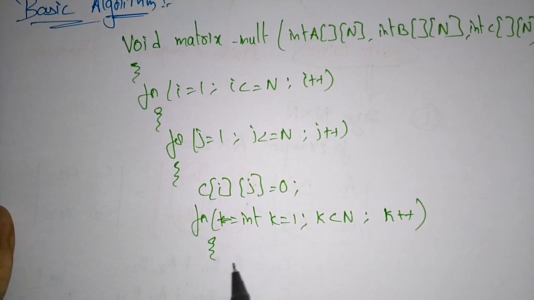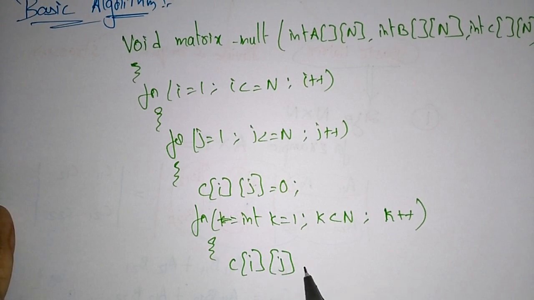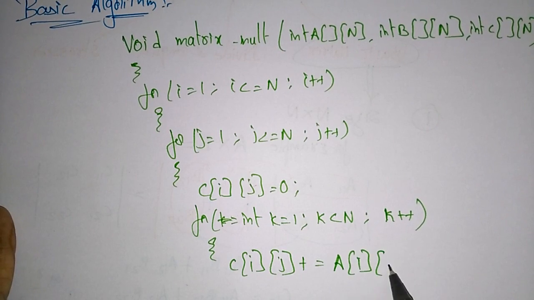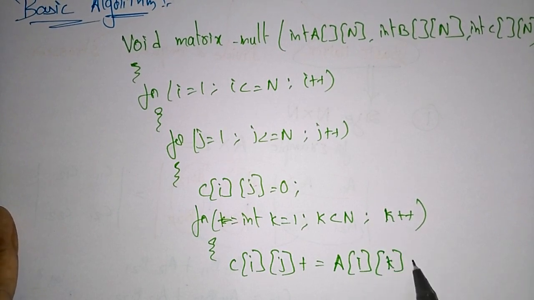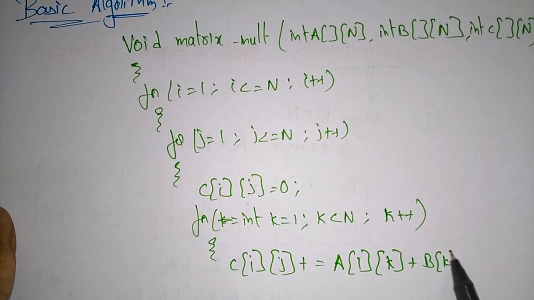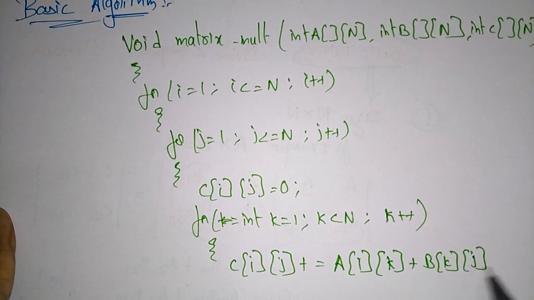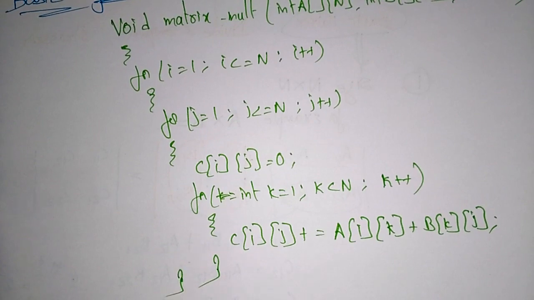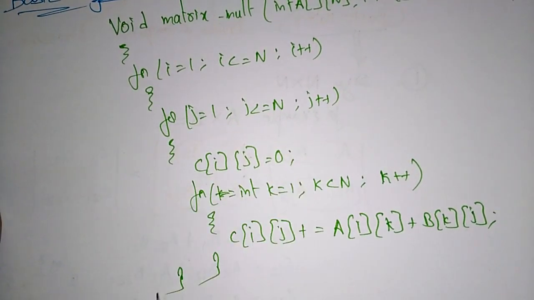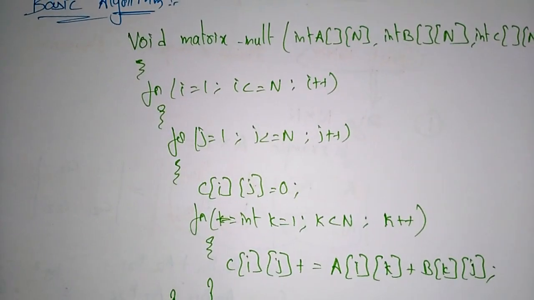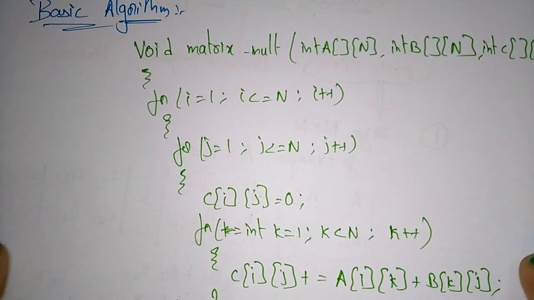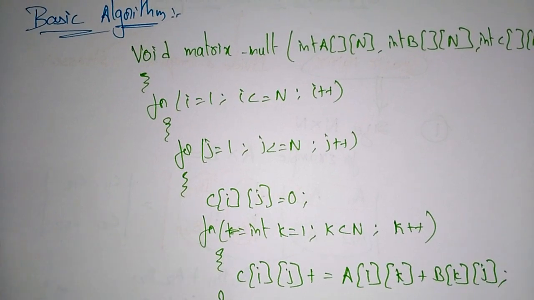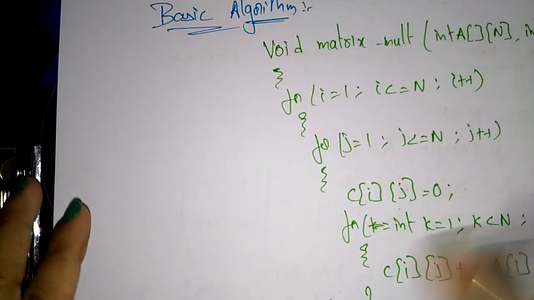Now here you have to do the operation. What operation? The multiplication operation. C of i, j plus equal to a of i, k times b of k, j. Close the for loops, this one, this one, and this one. So this is the algorithm for this basic matrix multiplication. Now what is the time complexity for this algorithm?